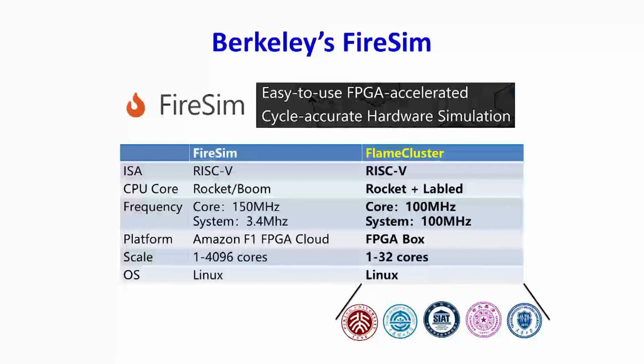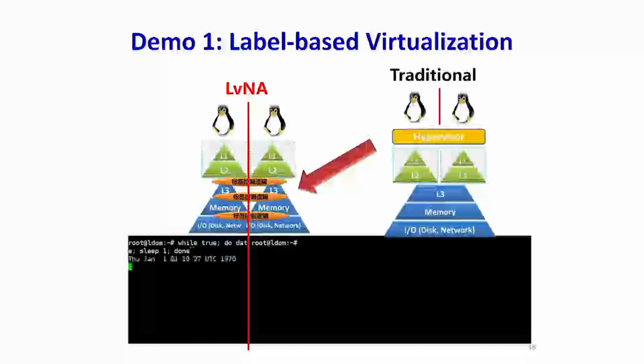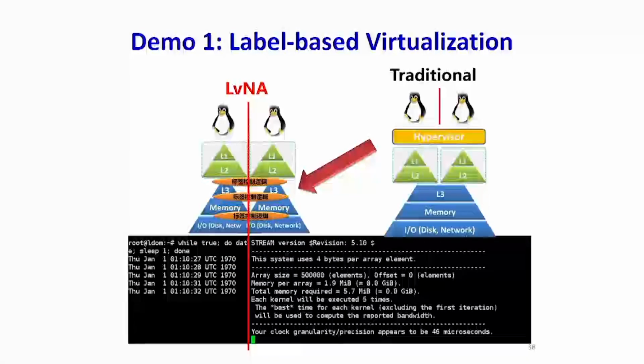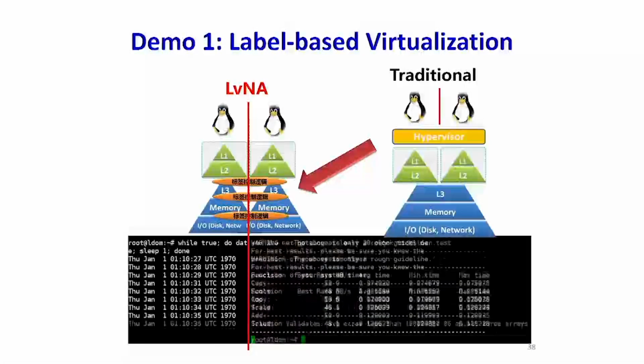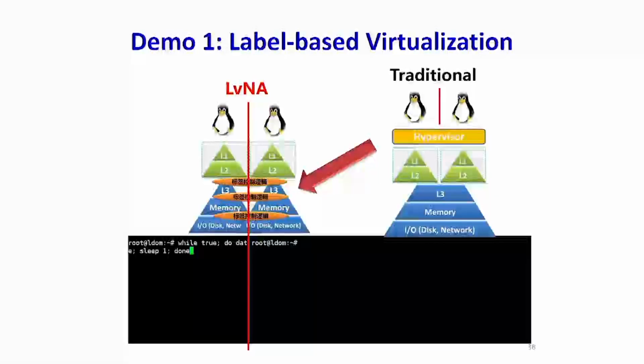We only have an FPGA box, but now we already serve the research of many universities in China, like Tsinghua, Peking University, and Tianjin University. They remotely log in to the FlameCluster to do their research. And here are some demos of the prototype. This is to see how to use labels to do virtualization.